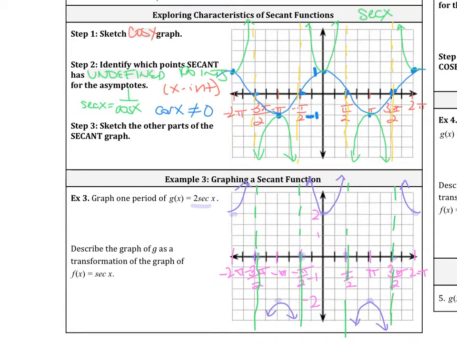So if you try this out, the period is still 2 pi, and then of course it's vertically stretched by 2. And so now instead the high points and the minimum points will be at +2 and -2.